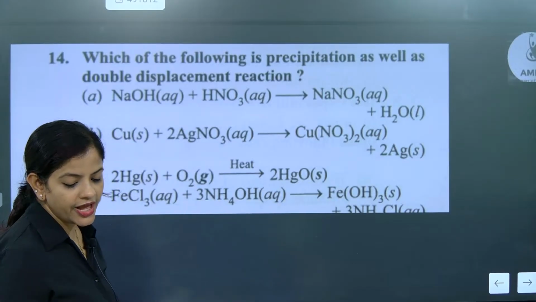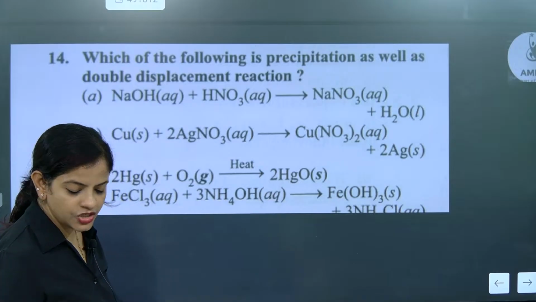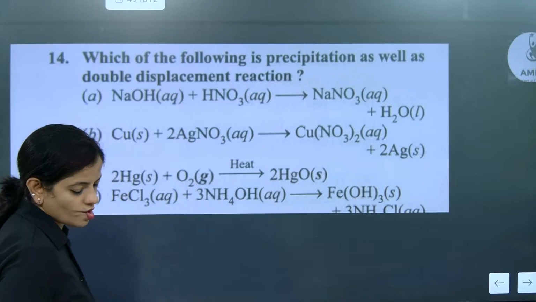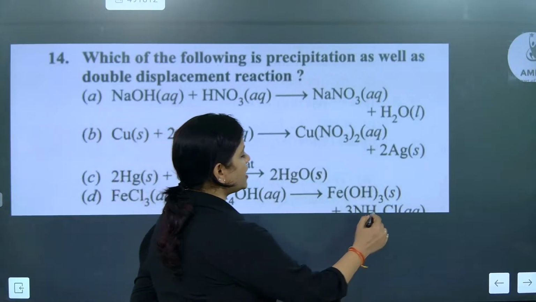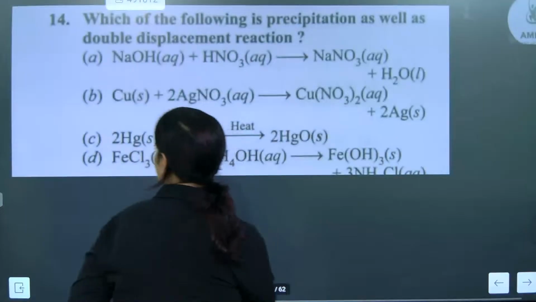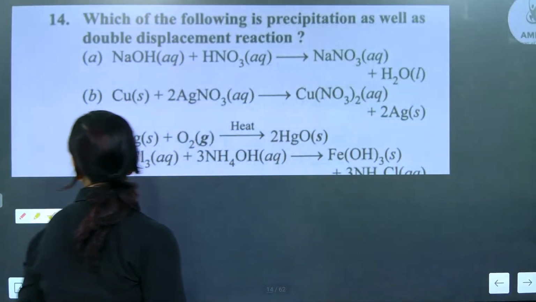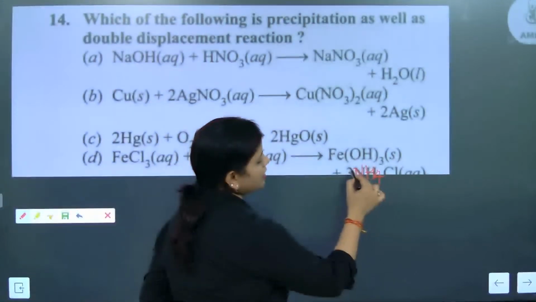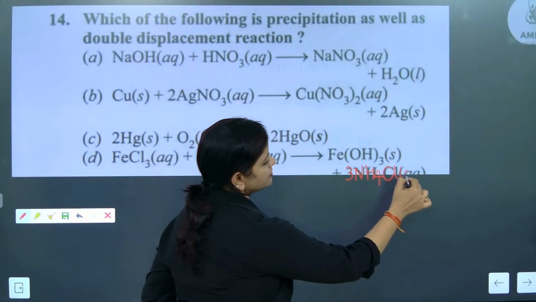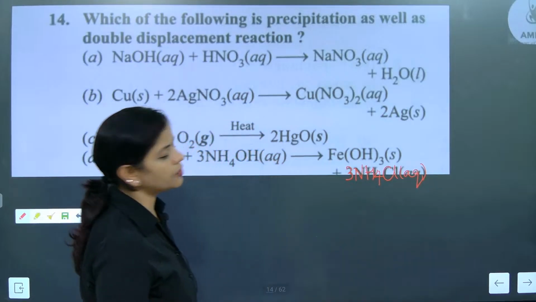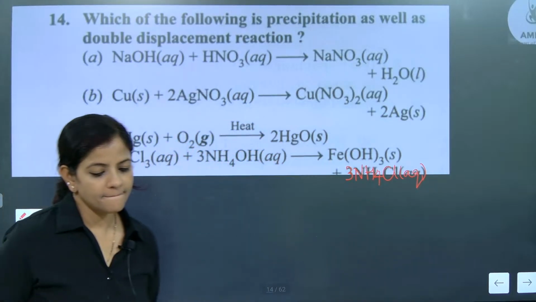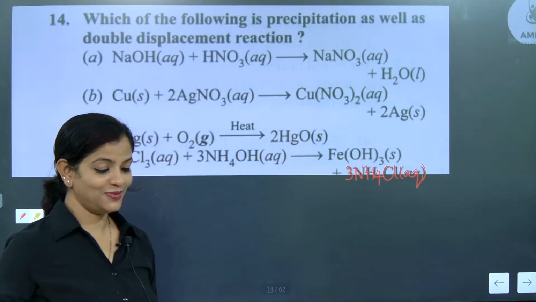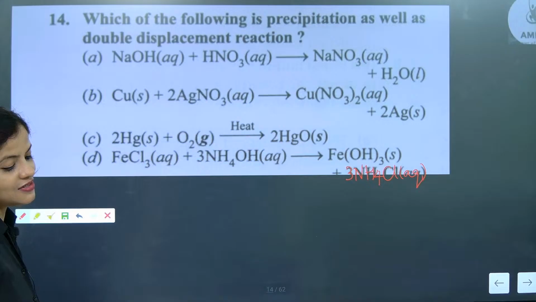Is it a precipitation reaction? Which one is precipitation and double displacement? It will become here NH4, just one minute. This is NH4Cl. Come on, NH4Cl. You only told the answer. Okay, very good. Congratulations.